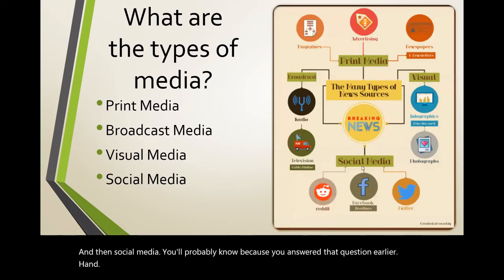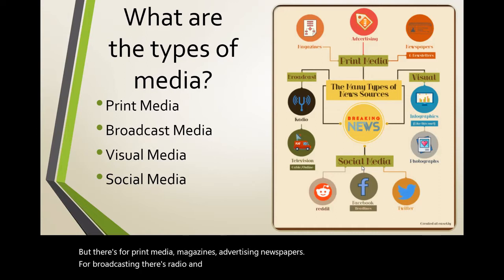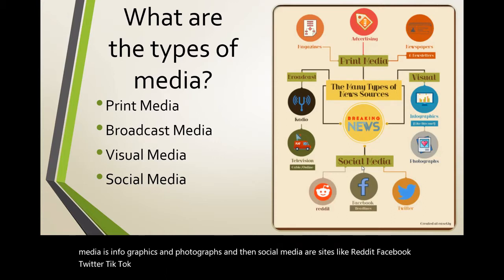So here's a little infographic that describes the different types of sources. This is about news, but for print media, there's magazines, advertising, newspapers. For broadcasting, there's radio and television. I would include podcasts under that as well. Visual media is infographics and photographs. And then social media are sites like Reddit, Facebook, Twitter, TikTok, Instagram, all of our favorites.